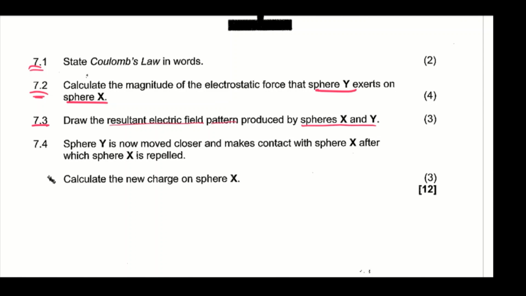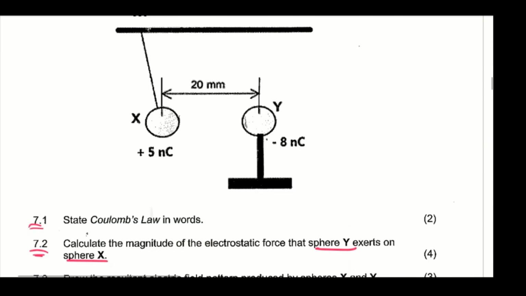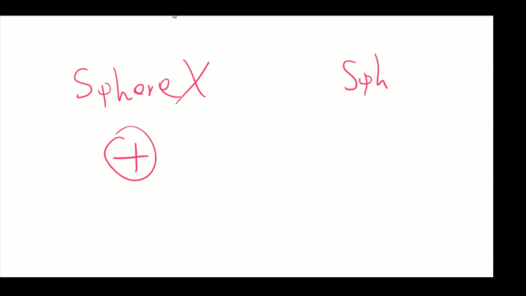Right? So we know that sphere X is positive, 5 nanocoulombs, and sphere Y is negative 8 nanocoulombs, and the movement of charges is from positive to negative, right? Now, for us to draw the electric fields, we need to indicate our spheres. So we have sphere X, which is positive, and we have sphere Y, which is negative, right?